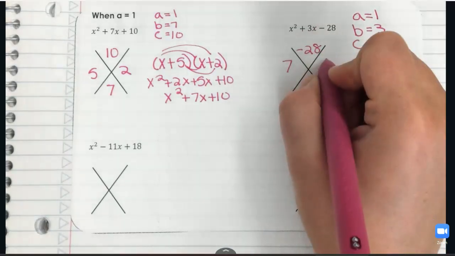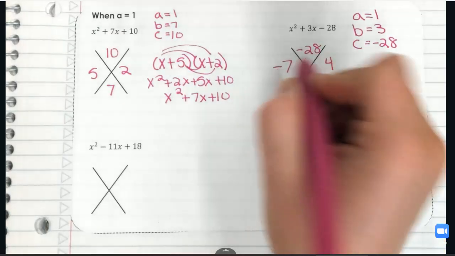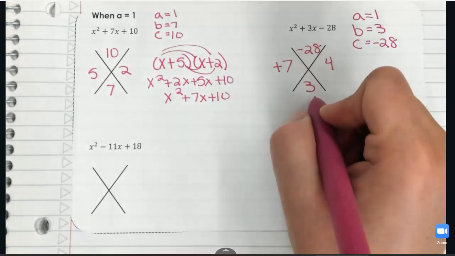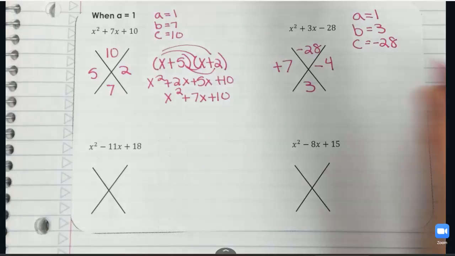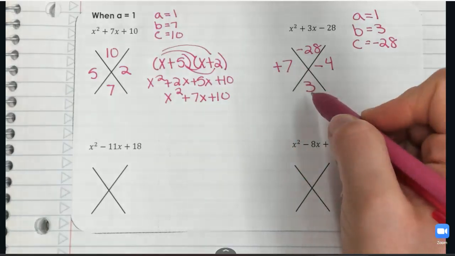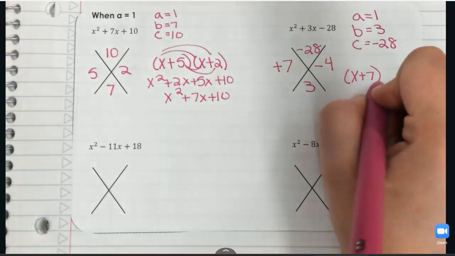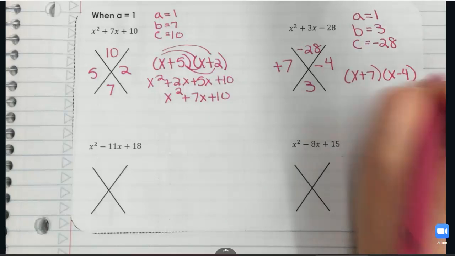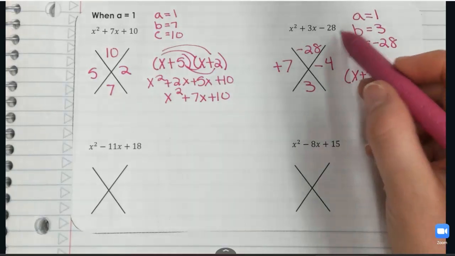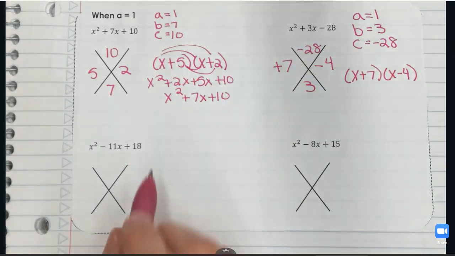Well, that is 7 and 4. And the 7 is the one that needs to be positive because I end up with 3, and the 4 needs to be negative. Positive 7 minus 4 gives me positive 3. So my two factors are going to be x plus 7 and x minus 4. Again, I could FOIL this to make sure I get the trinomial that I started with.